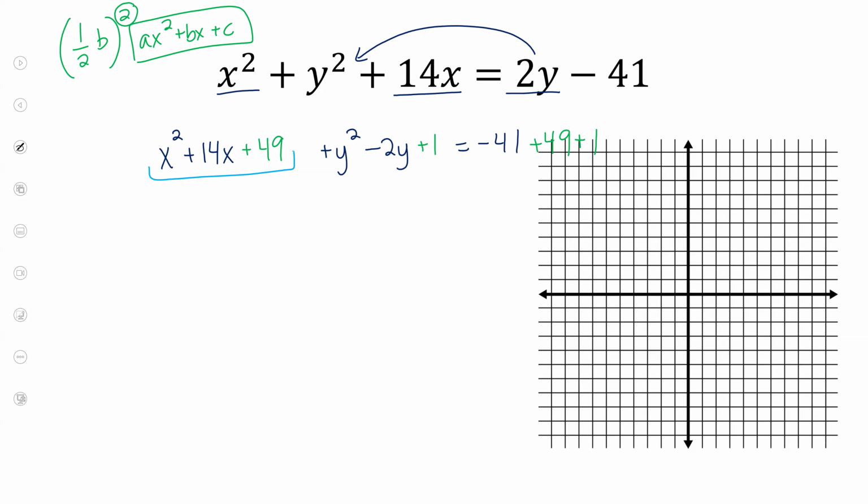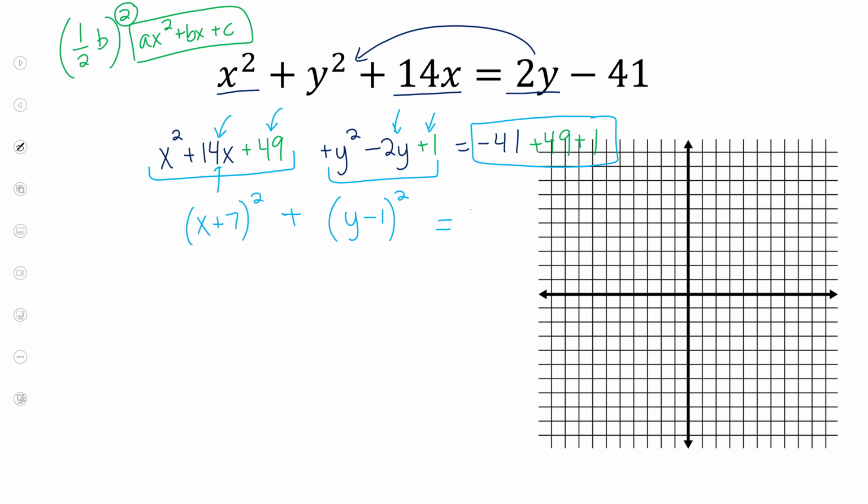If you were to factor this, you're thinking of two numbers that multiply to 49, but add to 14. 7 and 7. So this will be (x + 7) squared. Just a hint, it's always half of that number. Same over here. It'll be (y - 1) squared, because -1 times -1 will give you the +1, and -1 plus -1 will give you the -2. Equals, all of this added together, 9. So that is my equation of the circle, and I got there by completing the square. That's the name of this method.